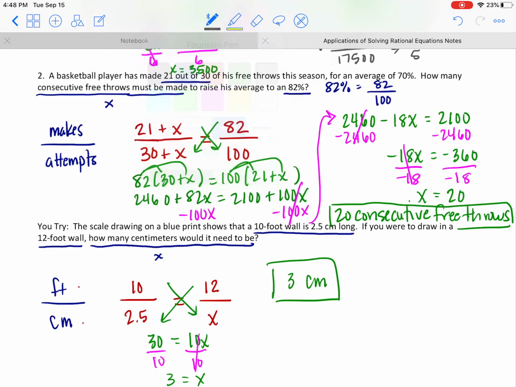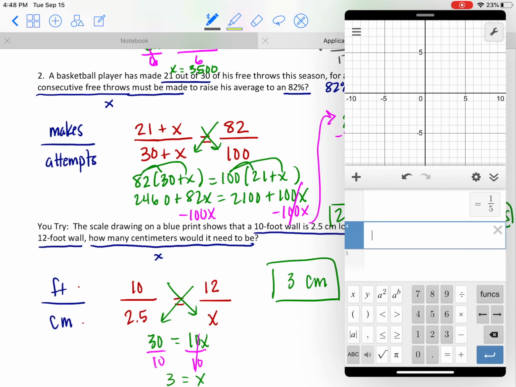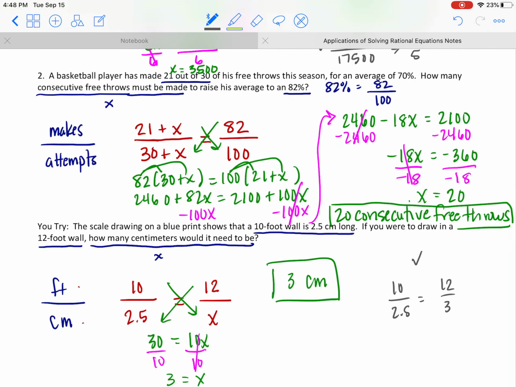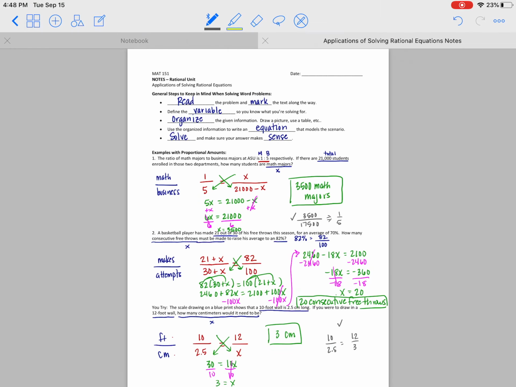And again, if we want to check this just to make sure that it's good, 10 to 2.5 should equal 12 to 3. And let's see. 10 divided by 2.5 is 4, and 12 divided by 3 is 4. So they both reduce to the same thing, or if we cross multiply, those cross products will be equal. Alright, so those are the easier types.